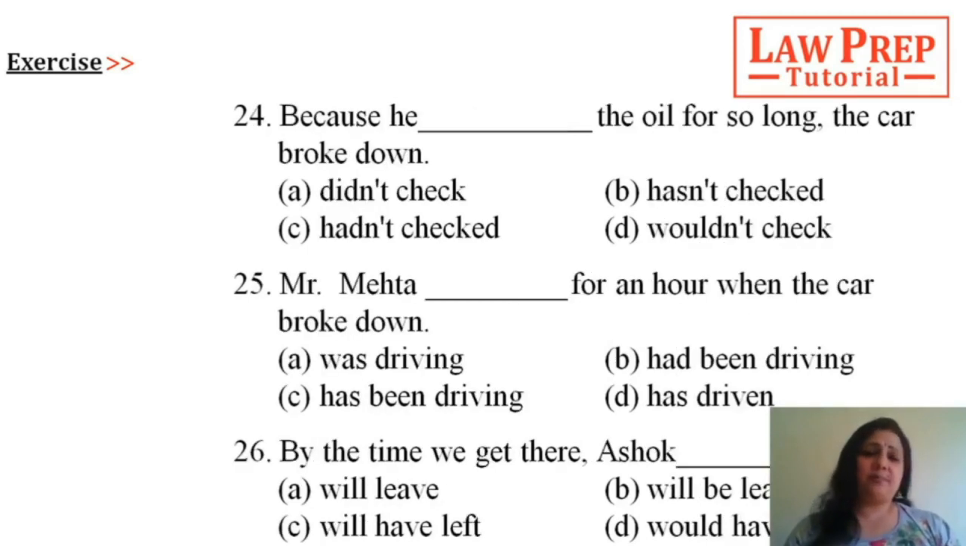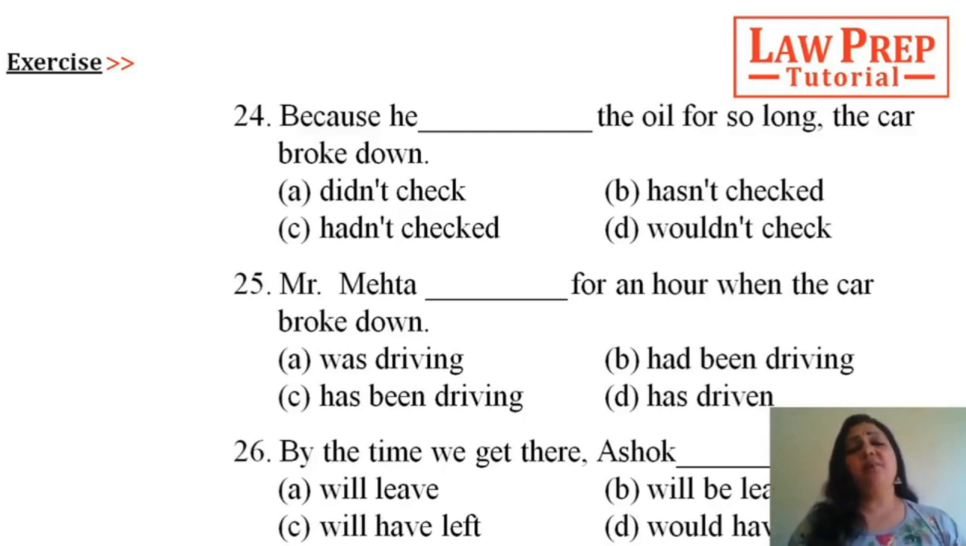Next question. Because he checked the oil for so long, the car broke down. Broke down means stopped working due to mechanical failure. It's a phrasal verb, broke down. There are two meanings to the word breakdown. The first meaning of breakdown is stop working due to mechanical failure. The second meaning of the word breakdown is start crying. Because the car isn't working, it's in the midway of the road, or the oil was, you've been using the oil for such a long time.